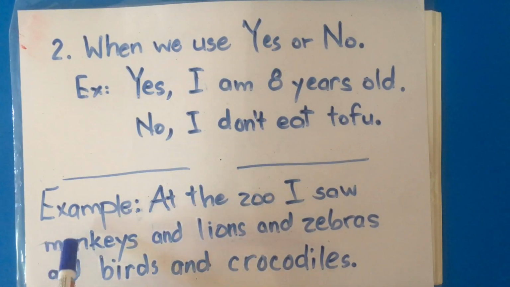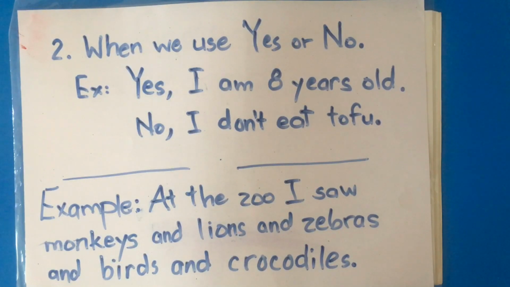Now, I'll give you this example. At the zoo, I saw monkeys and lions and zebras and birds and crocodiles. Now this sentence is too long and it's not correct, right? So remember, we use the comma instead of "and". So let's see where we can place our commas.